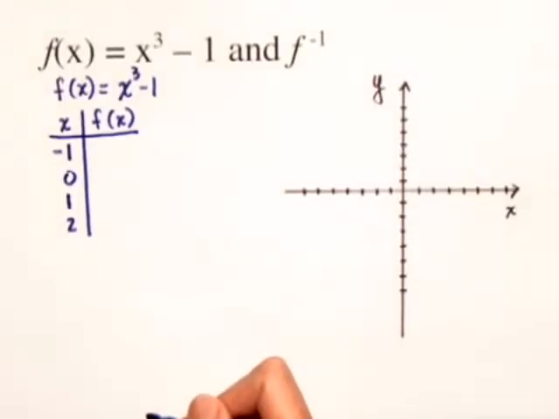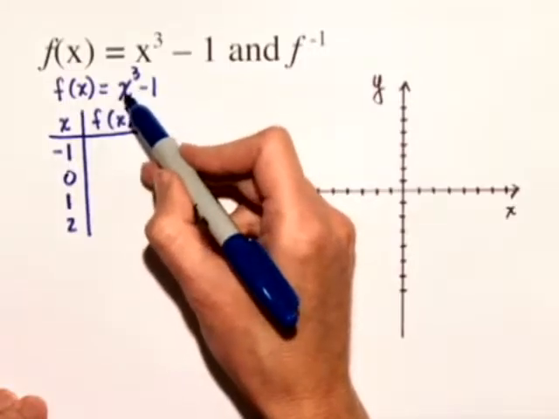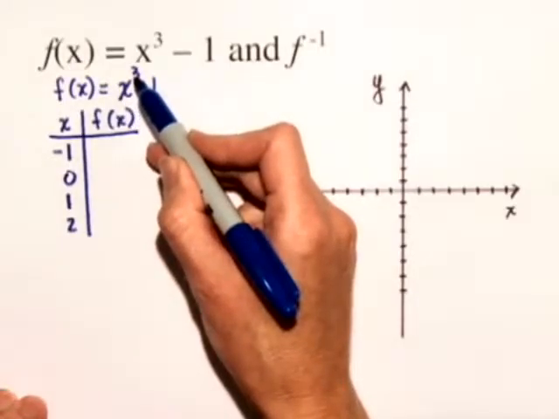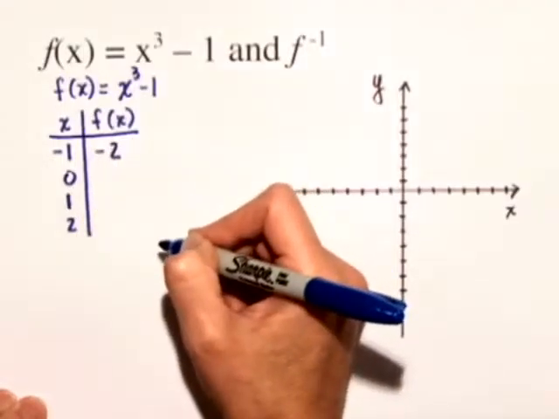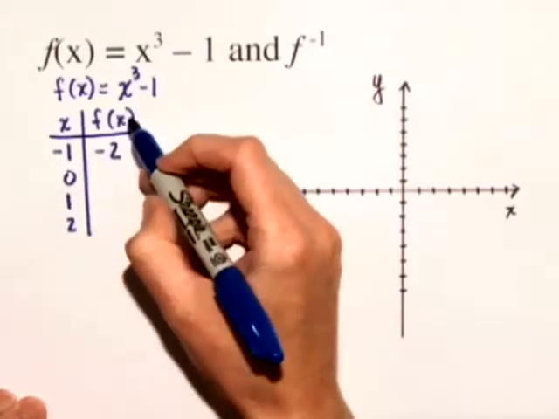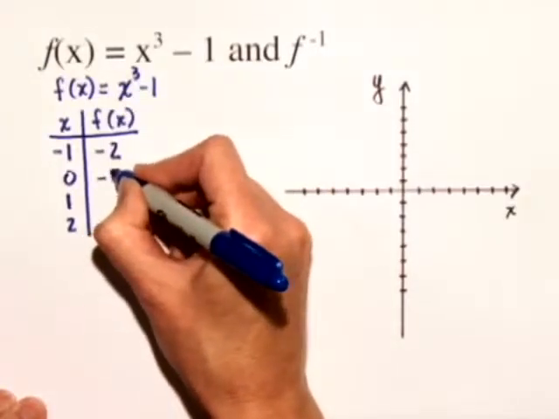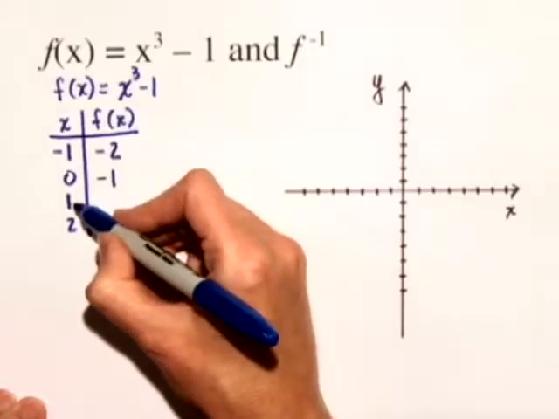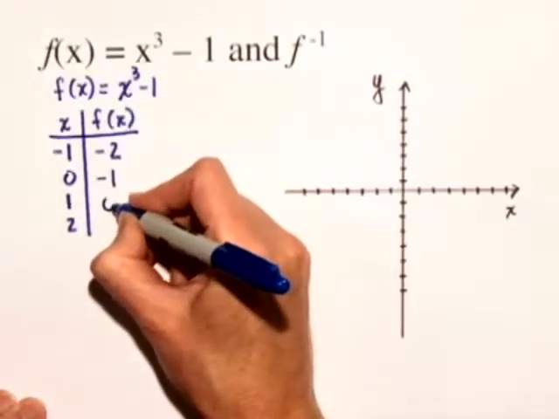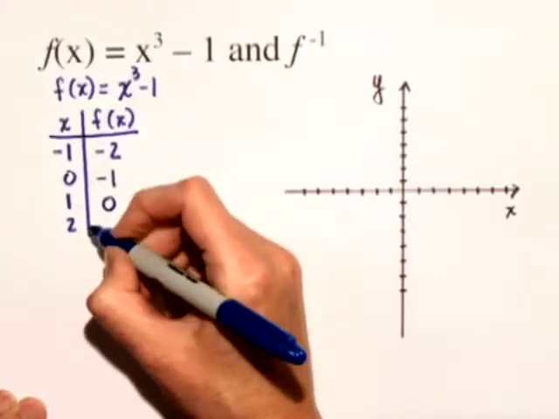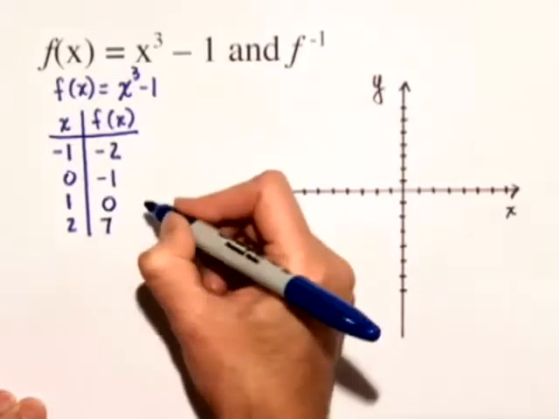So when x is equal to -1, if we substitute in -1 for x, -1 cubed is -1 minus 1 gives us -2. If we let x equal 0, 0 cubed is still 0 minus 1 is -1. If x equals 1, 1 cubed is 1 minus 1 is 0. And if x is 2, 2 cubed is 8 minus 1 is 7.